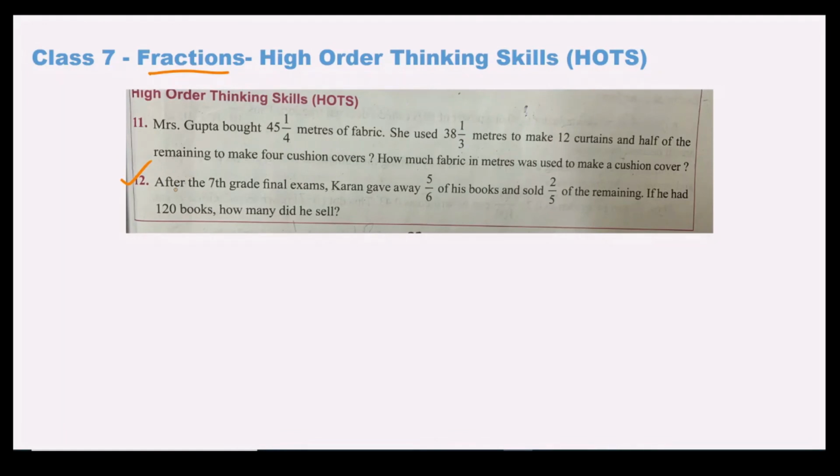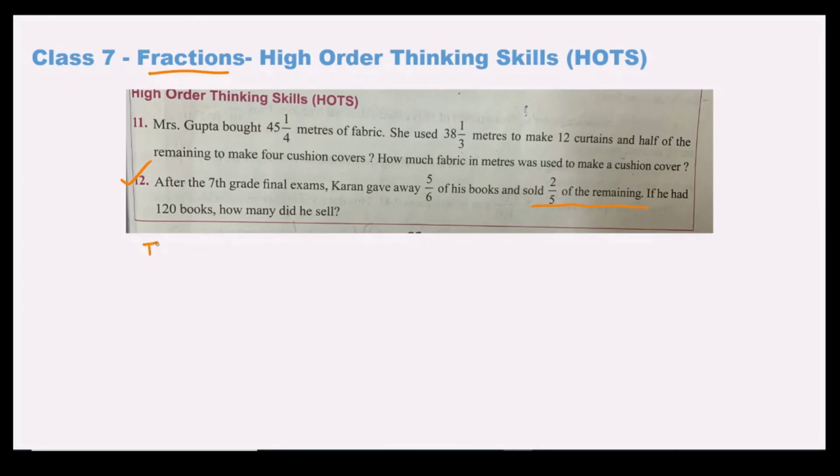Listen very carefully. After 7th grade final exam, Karan gave away 5 by 6 of his books and sold 2 by 5 of the remaining. So this is the catch point. He sold 2 by 5 of the remaining. First he gave away 5 by 6 of the books to somebody, and then in the remaining books he sold 2/5 of the remaining books. Now if he had 120 books, how many did he sell? That is what we have to find out.